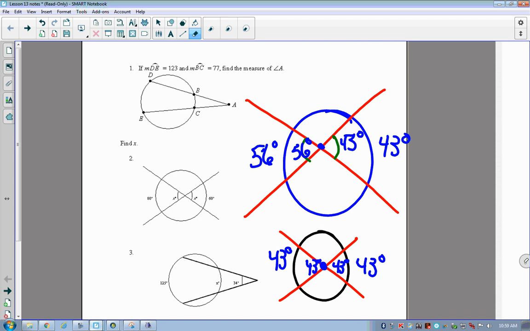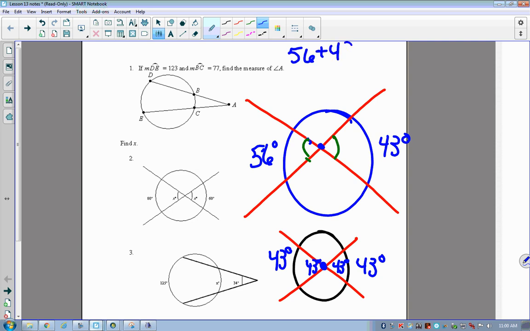So what then happens? How can I get these two middle angles to be equal to each other? Let me make this a little bit smaller. Let's say, for instance, that these outside angles are 43 and 56. Then my two inside angles are the average of those two. So how do I find the average of two numbers?